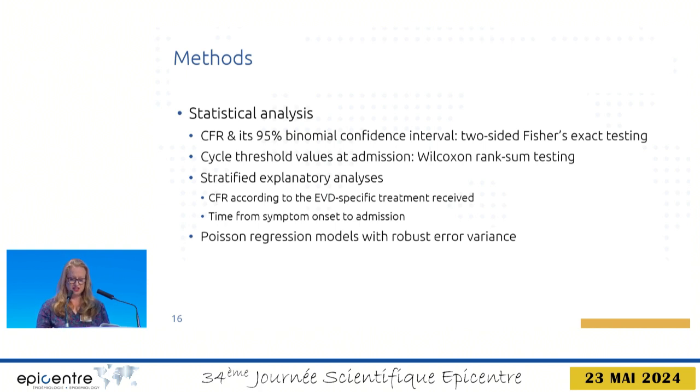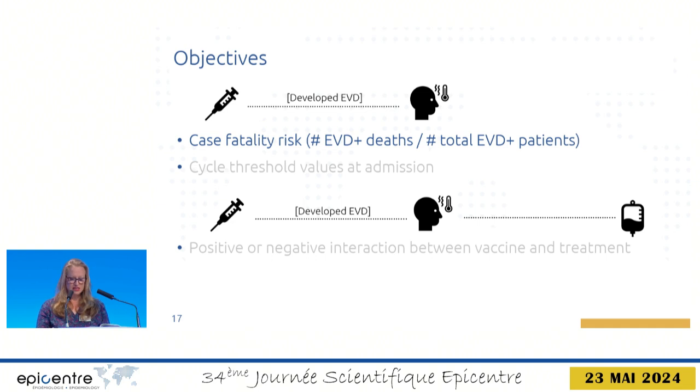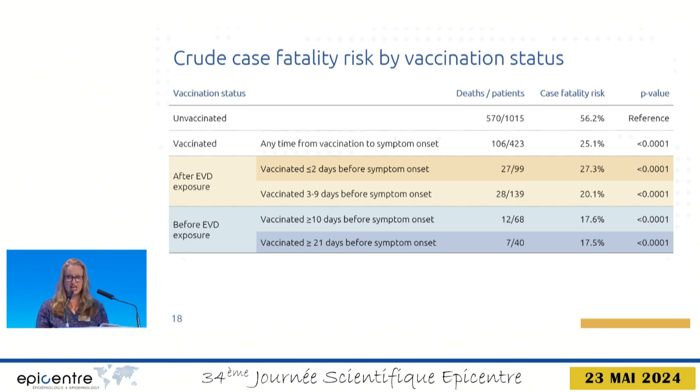To explore the effect of vaccination on EVD-related mortality, we used Poisson regression models with robust error variance. Now let's look at the outcome of our first objective, case fatality risk according to vaccination status. So in this table, we present the case fatality risk and crude risk difference by vaccination status. Let's start by focusing on the first two rows of data in the table.